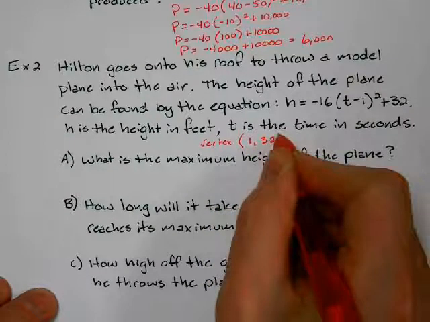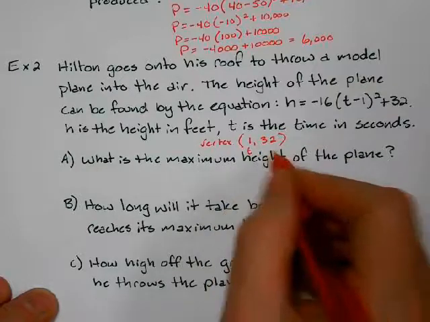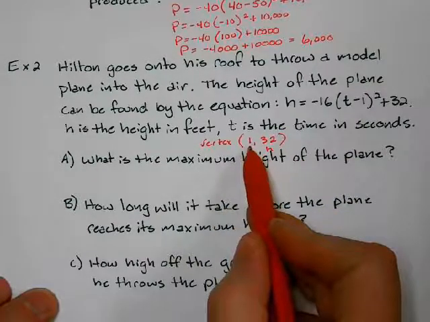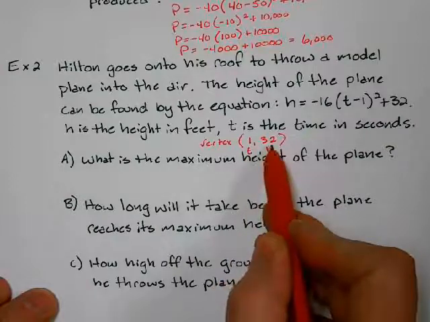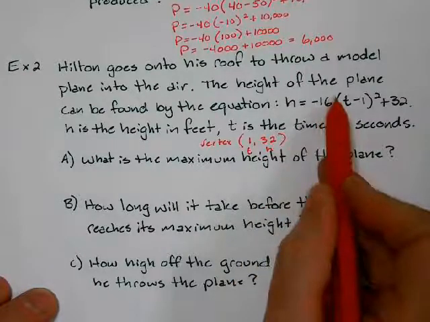Now what does that represent? 1 is the time, 32 is the height. So this means at 1 second, the plane will be 32 feet in the air. And that's the maximum height because look at my A value here. My A value is negative 16.